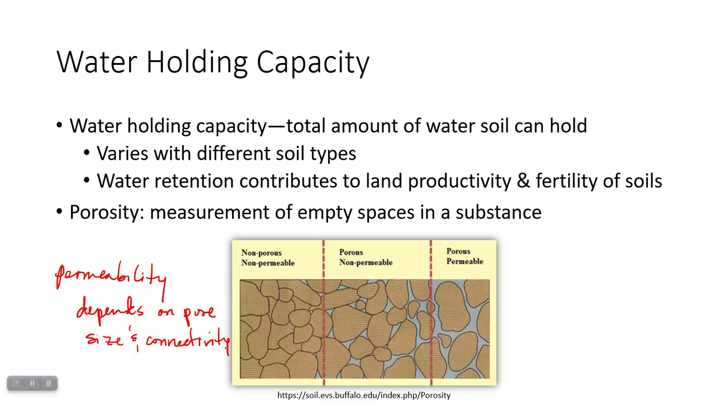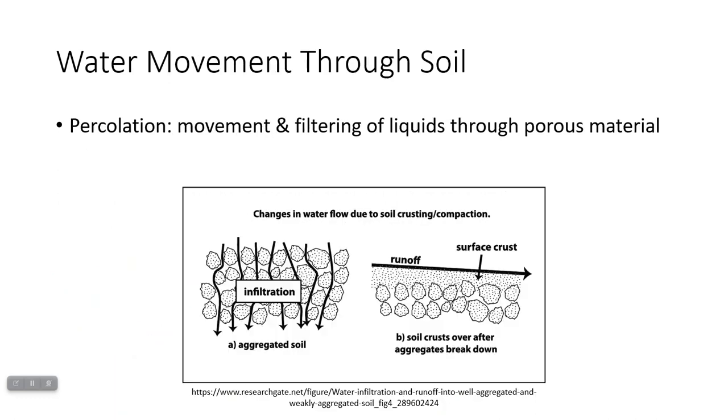So if there are lots of pores, but they're not interconnected, water won't be able to pass through the soil and be able to get down deeper into the soil. If there are a few pores, but they're interconnected, that would increase the permeability of the soil.